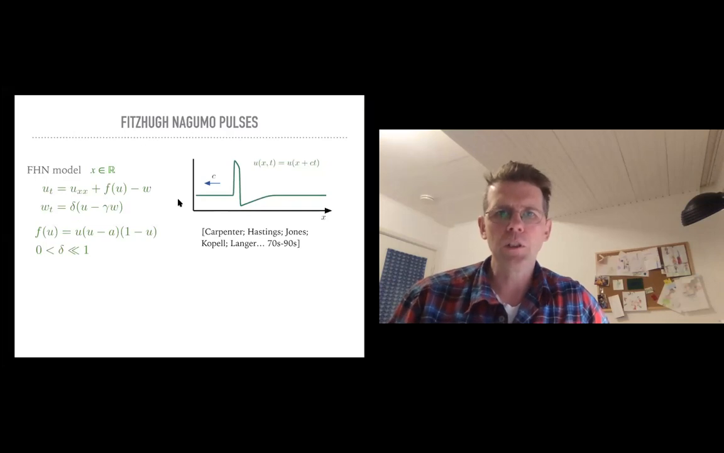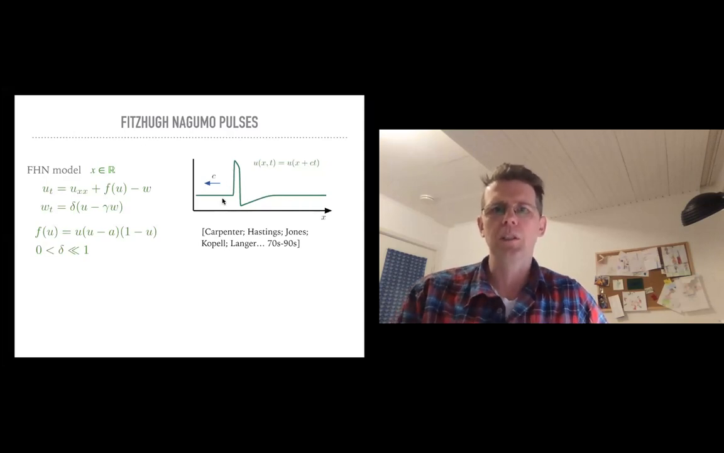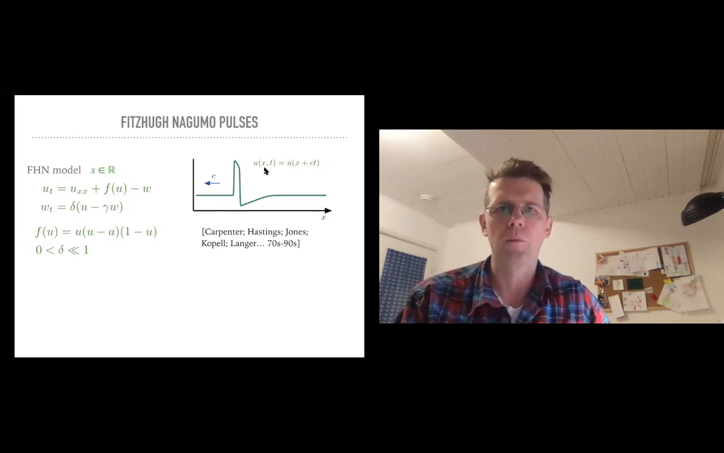The solution that gives this system the name pulse is depicted here, just a sketch. It moves to the left with a constant speed c and has this traveling waveform. Its existence has been studied a long time ago. I'm just mentioning a few names here: Carpenter, Hastings, Jones, Coppell, and Lange. This will be one of the starting points. We're going to modify this a bit, but let me first talk a little bit about the slow-fast structure.